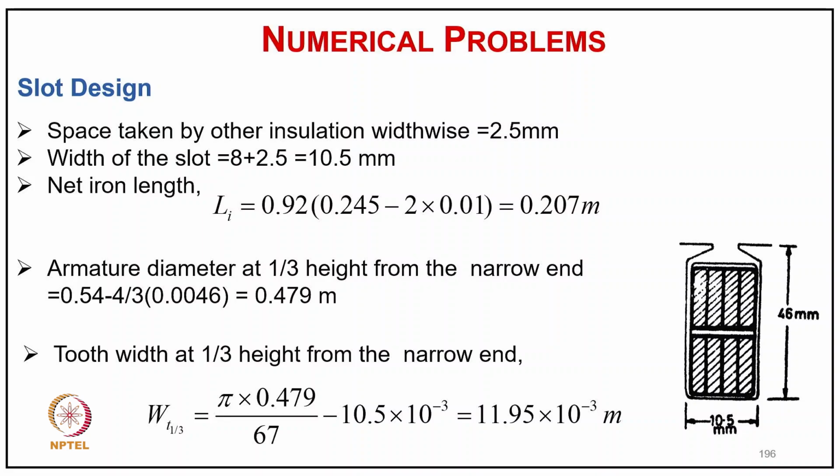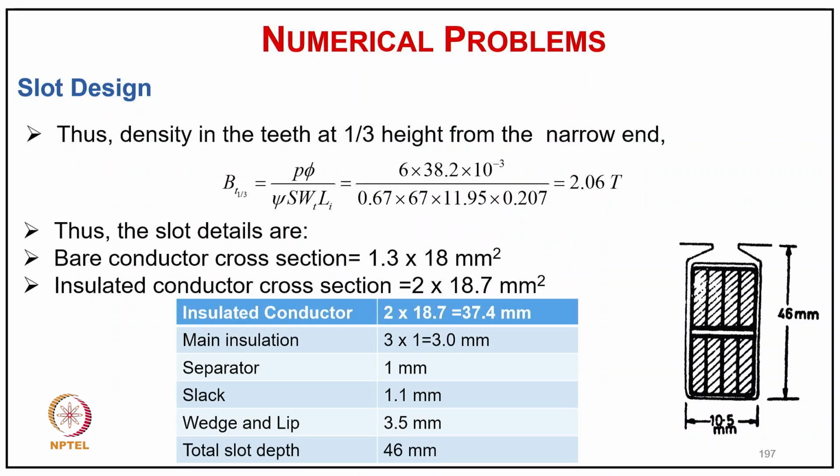So net iron length Li comes to 0.207 meter, and armature diameter at 1/3 height from the narrow end is 0.479 meter. To get 1/3 height from the narrow end, it is T by 3, which comes to 11.95 into 10 power minus 3 meter. Now flux density in the teeth at 1/3 height from the narrow end, BT = Φ/(ψ Sw Tl Li), comes to 2.06 Tesla.